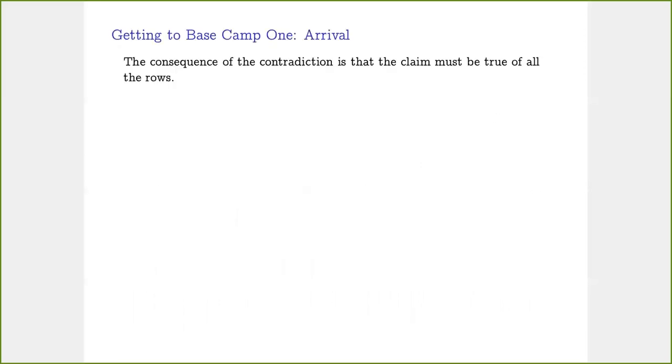The consequence of the contradiction is the claim must be true for all rows, because if we assume that any of them are false, we get a contradiction. So it says that was arbitrary. It has to be true for all the rows.